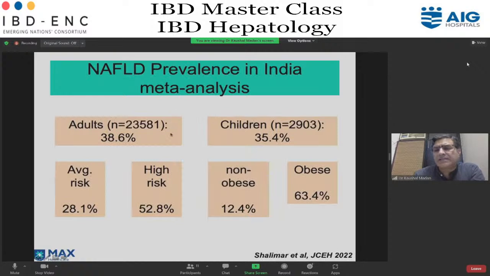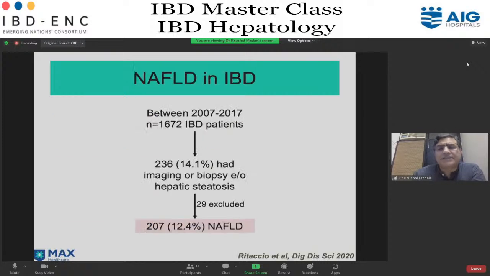This is a recent study from AIIMS, again a meta-analysis in which all the studies which looked at the burden of non-alcoholic fatty liver disease in India were compiled, and you can see the prevalence is almost close to 40% in adults. So it's not difficult to imagine that a patient who has IBD and also has other metabolic risk factors might indeed be having non-alcoholic fatty liver disease.